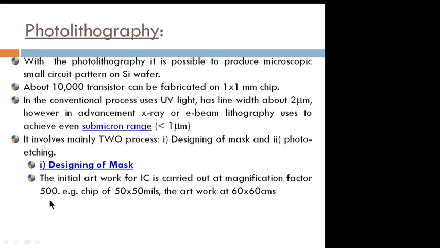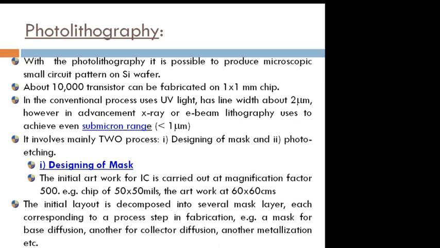Around 500 times zooming is executed. Let us say the size of my IC is 50 mils by 50 mils. If I do a 500 times magnification, the range is around 60 centimeters by 60 centimeters, which is huge. Even manual handmade variations can be executed on that, and from that development, with the help of a photography technique, you reduce again to your desired size, even less than a micron, and you can enhance the density of the components.